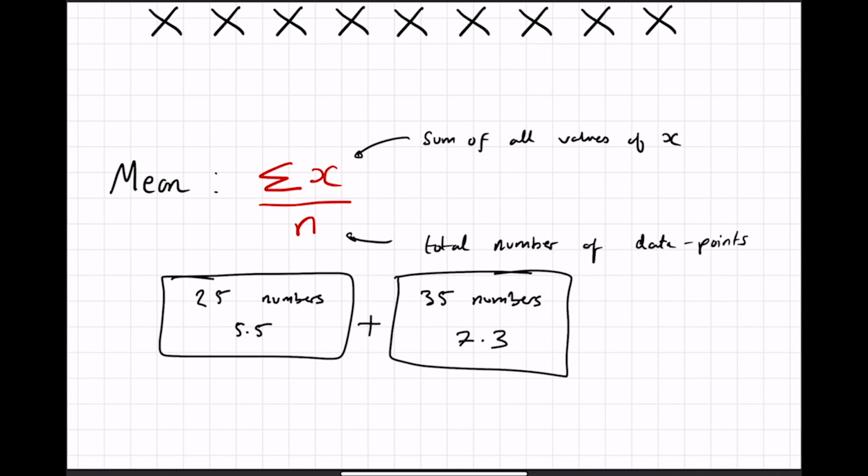So I've got two data sets. What I need to do first to figure this out is I know that the sum of x over n is going to equal my mean for everything.